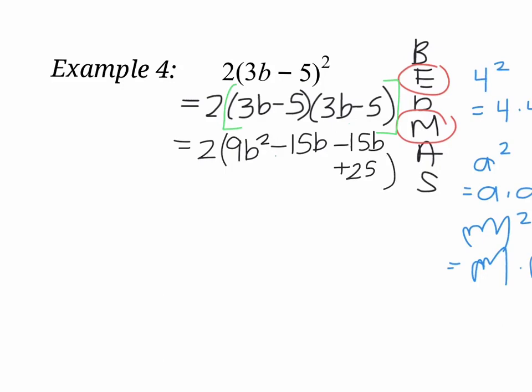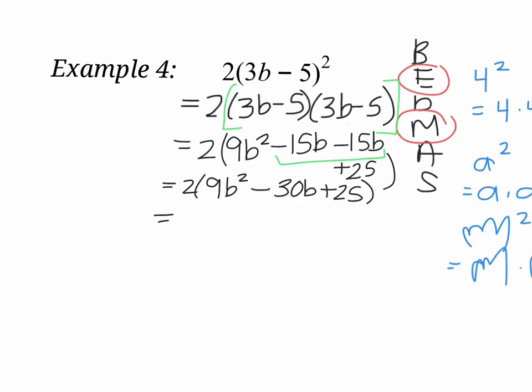I'm going to simplify these like terms inside, and I've got 2 times 9b squared. Negative 15b minus 15b is negative 30b plus 25. All right, just like the last example, I've got this 2 multiplying by this entire bracket here. I've got 3 things in the bracket. Who cares? I'm just going to multiply the 2 by every single thing in there. There could be 10 things in there. I'm just going to multiply the 2 by the 10 things.